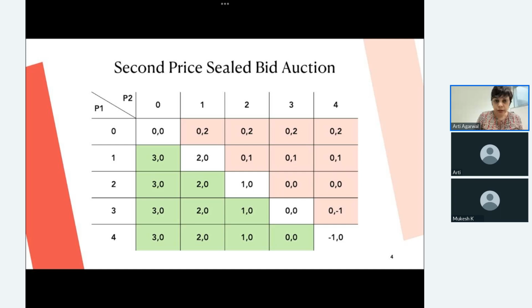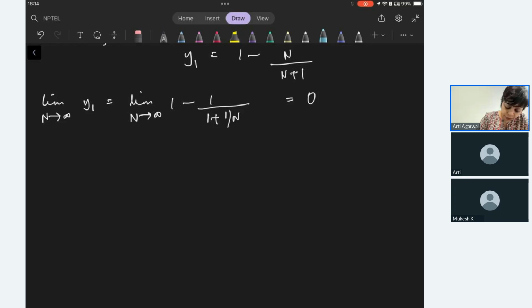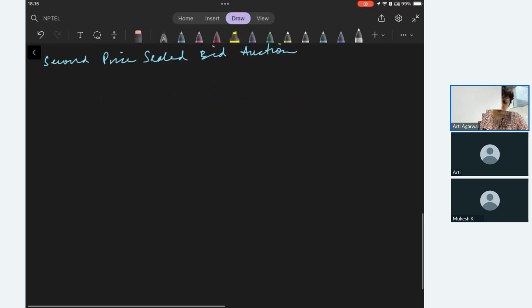This is the payoff table, but let's draw this table. Okay, let's not look at the answer first. Second price sealed bid auction. Okay, so let's make the table. It's going to be one slightly big table.